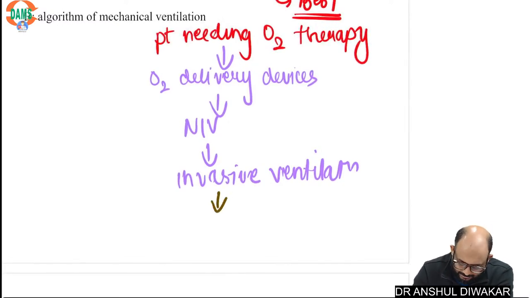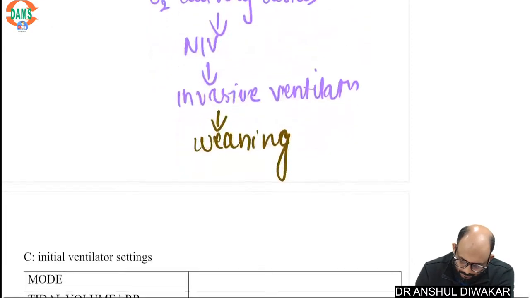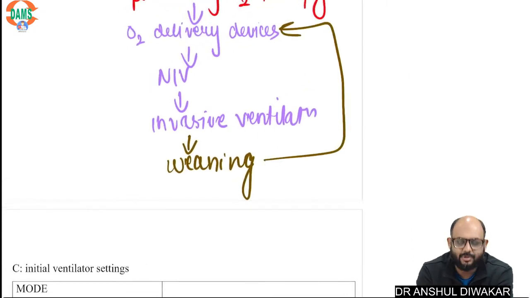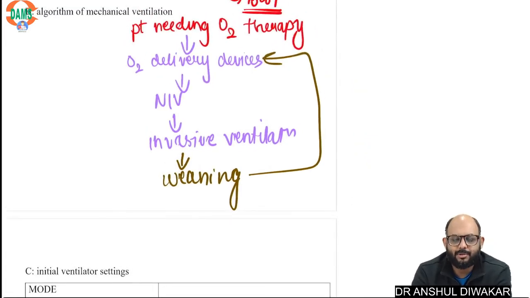then weaning, then again O2 delivery devices for some time. When you wean the patient off, then you again put the patient on O2 delivery devices.